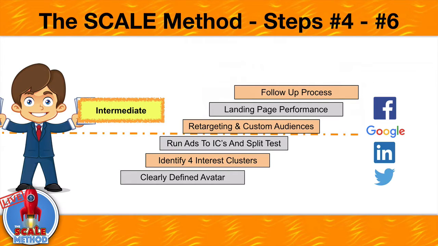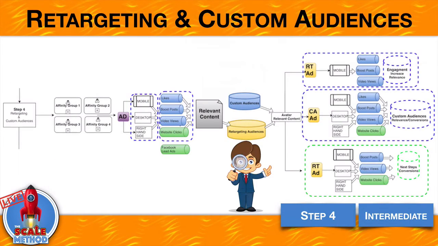Let's talk about steps 4 through 6. What I'm going to mention here is possible on Facebook, Google, LinkedIn, and Twitter. The buttons are a little bit different, but the strategy is all the same. This is what makes it great and so much fun to teach. Let's jump into this. Let's really start talking about retargeting. So step 4 in the 12-step process, we're going to talk about retargeting and custom audiences.